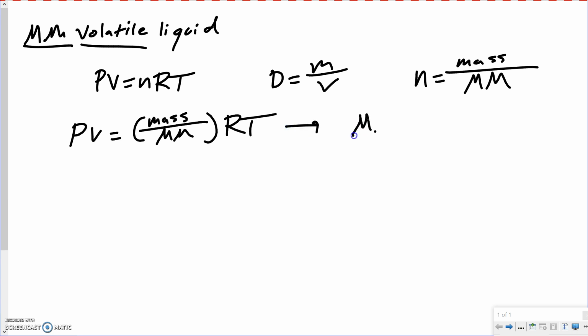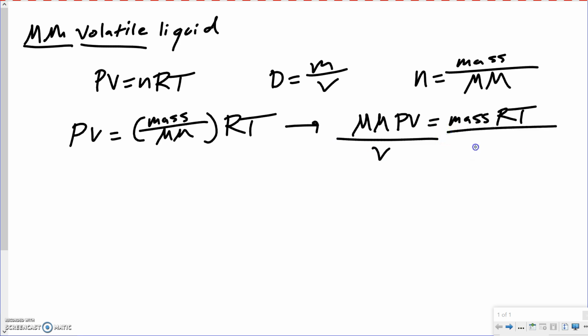So we end up with molar mass times pressure times volume equals the mass of the sample times R times T. Remember, we then divide by volume, and that's going to give us molar mass times pressure equals density, because mass divided by volume, times R and T. So you could do it that way as well. Either equation actually will work just fine.